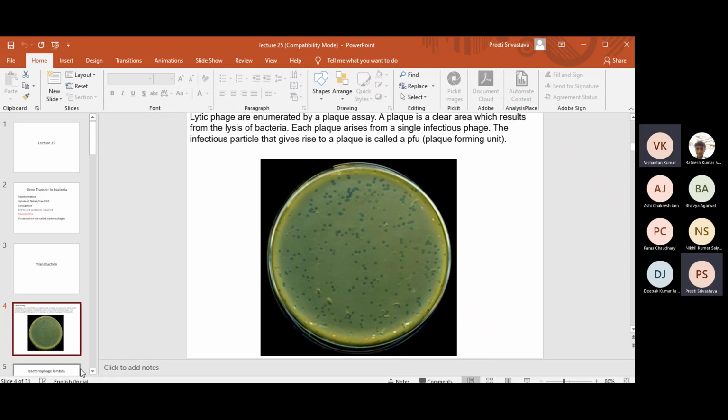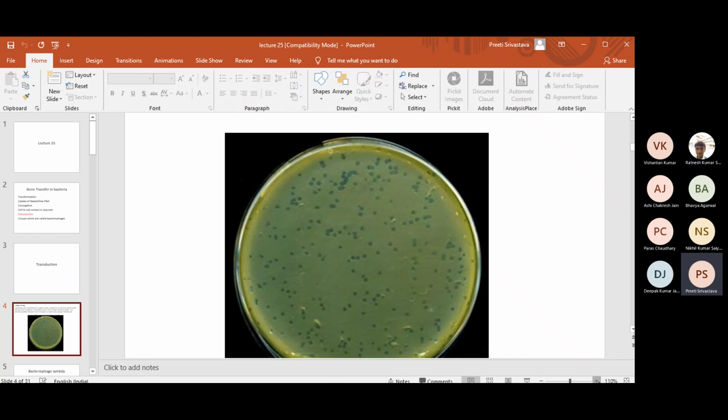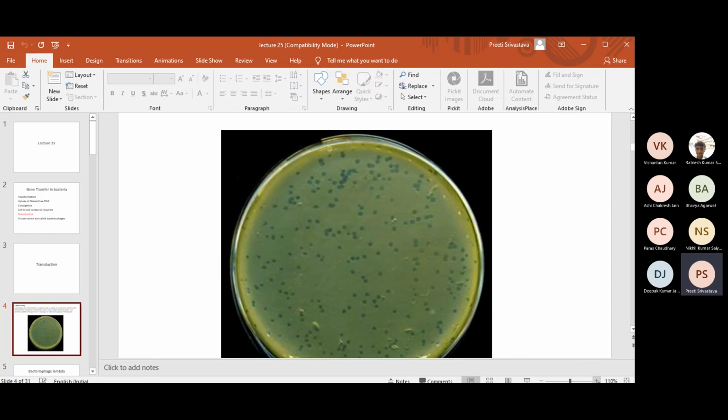Ma'am, so the plaques are just basically the spots on the petri dish? Yes, so these are not just spots on the petri dish. Imagine that you have a petri dish which is layered with Luria agar, okay? So this is like solid agar.